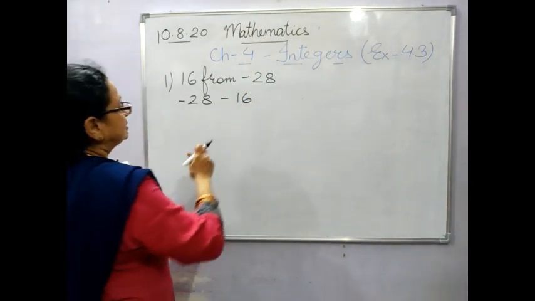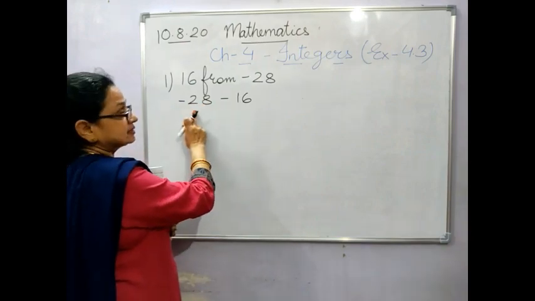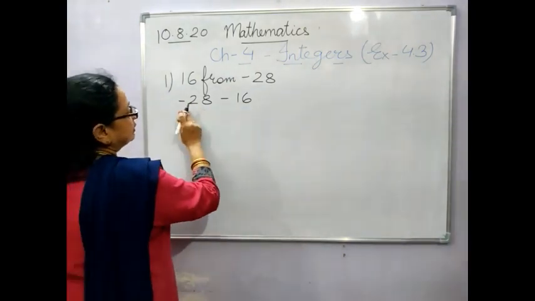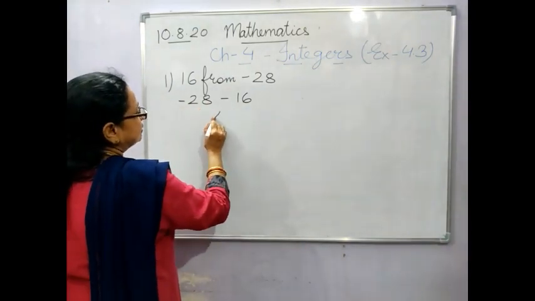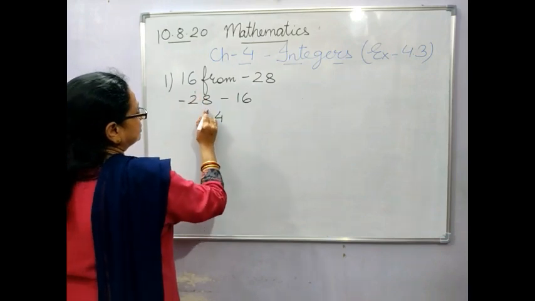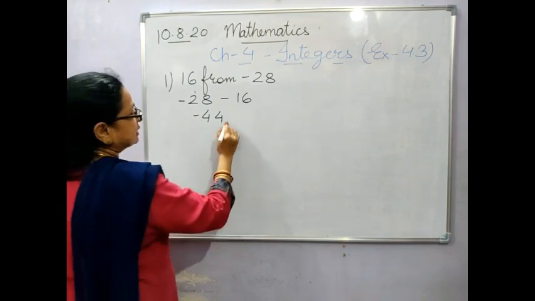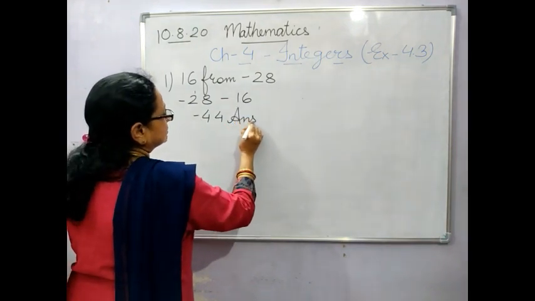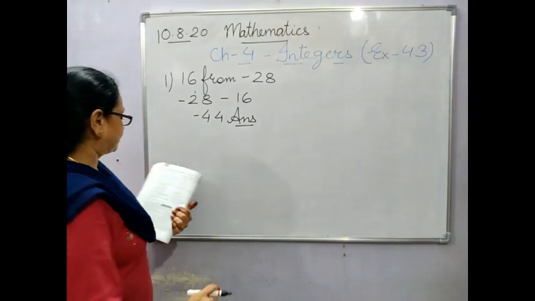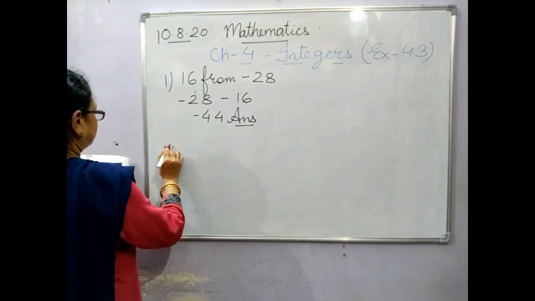Now children, see both the signs are the same. That means when the signs are the same, we will add. So what we will write: 8 and 6 is 14, 1 carry, 2, 1 and 3 is 44. Since the signs are the same, we'll put a minus sign and this is your answer. Clear? Now the second one, then the other sum which I will be showing is the fourth one.